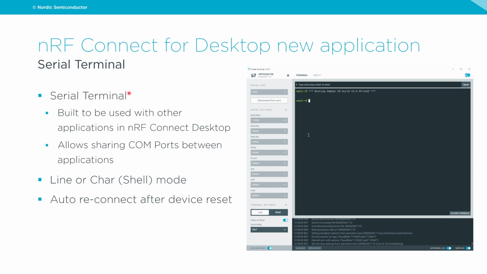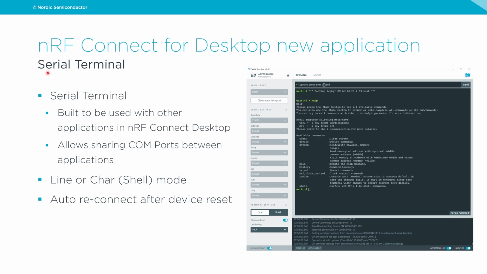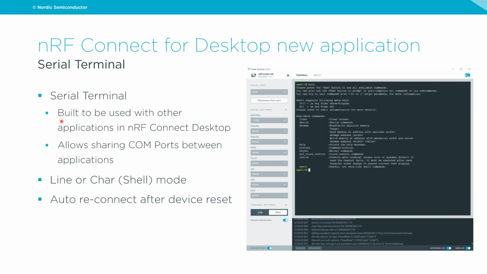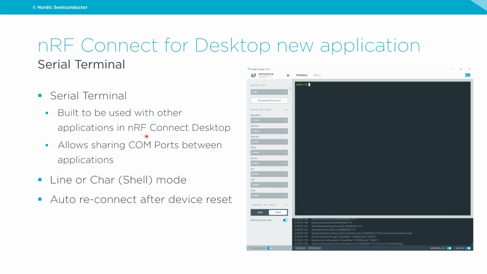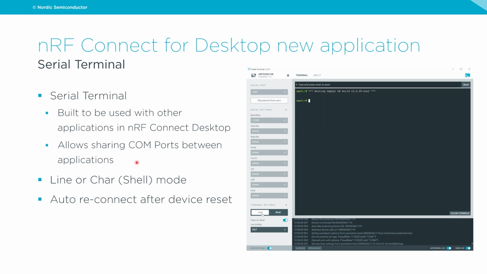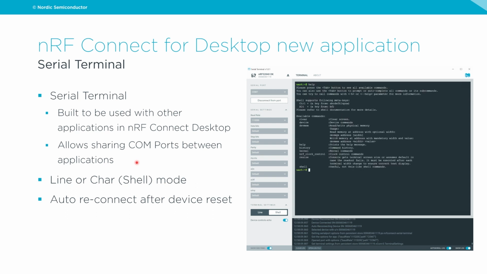We have also introduced a new tool in nRF Connect for desktop. It's called the serial terminal. This new serial terminal was built so that it can be used with other applications in nRF Connect for desktop. And what this means specifically is that it allows sharing the COM port data between the applications. So you can have the serial terminal application open and interacting with a kit with the shell, for example, and then you can have other applications which are also accessing that data for different purposes.